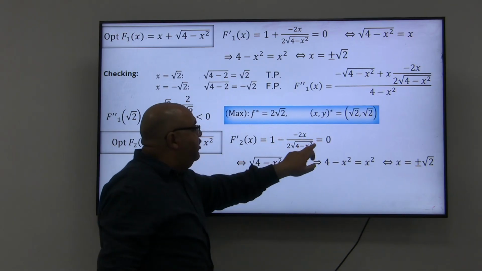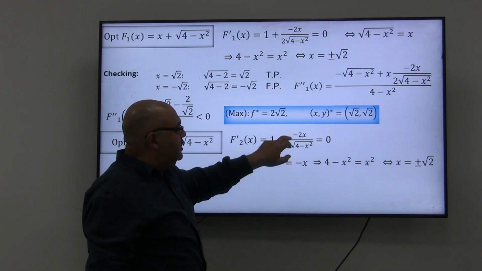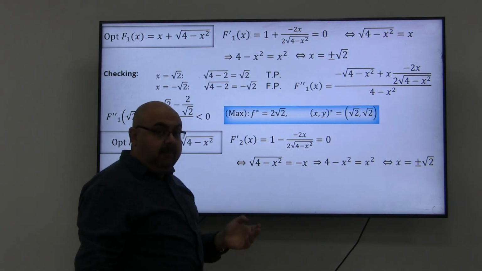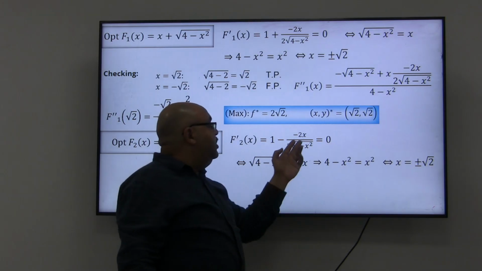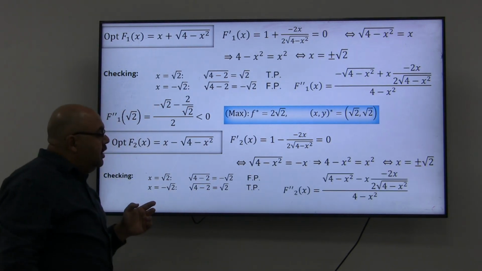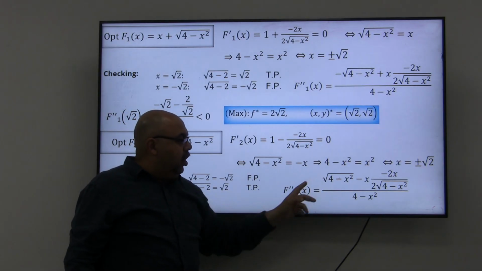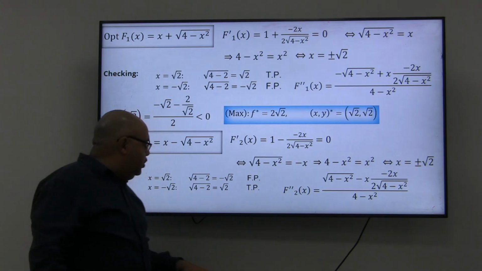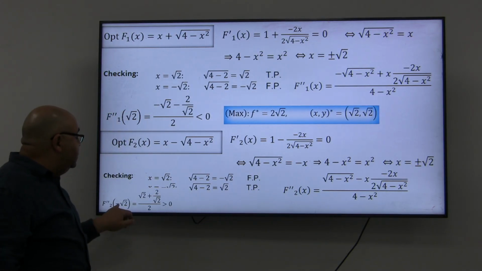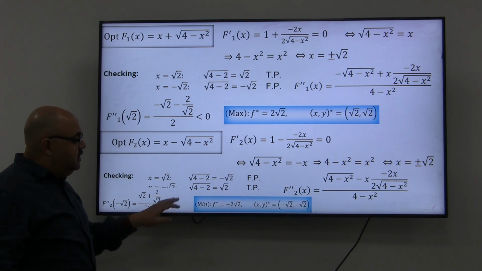I will take the first derivative and differentiate once more. This is going to be cancelled. And also, I will apply once more the division rule for the rational function. And that's going to be f double dash. Then I will substitute instead of x by positive or negative root 2. And the negative value is greater than 0, which means it's a minimum point.